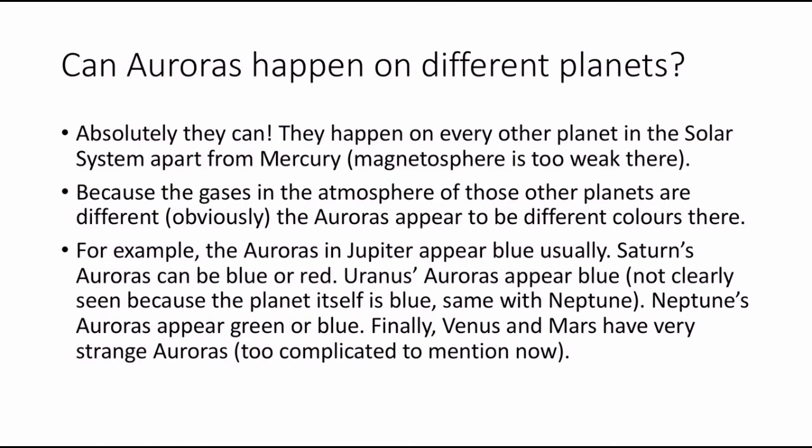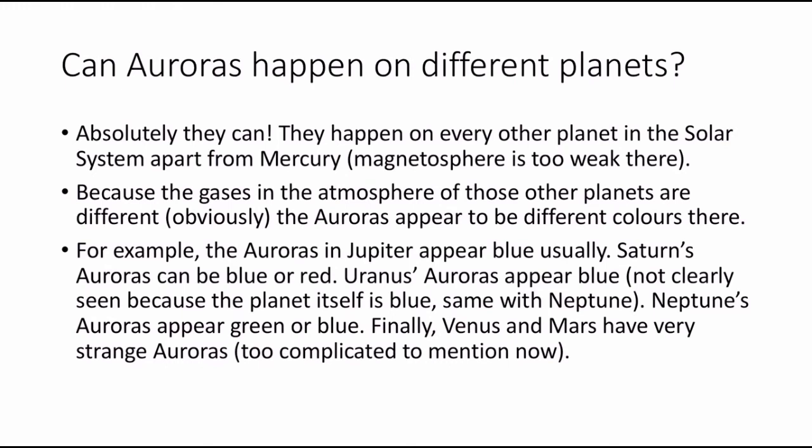Auroras absolutely can happen on different planets. They usually happen on every other planet in the solar system apart from Mercury because the magnetosphere is too weak there. Now there's a scientific name for what a solar system is called. Do you want to know what that is? Well, click on the pop-out banner in the top right to find out, and then you'll see. So, okay, carry on.